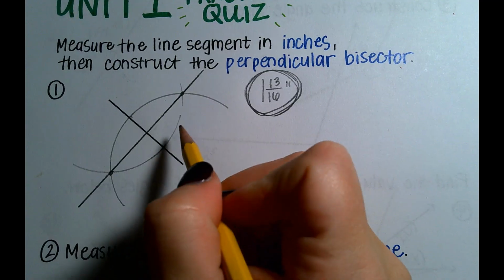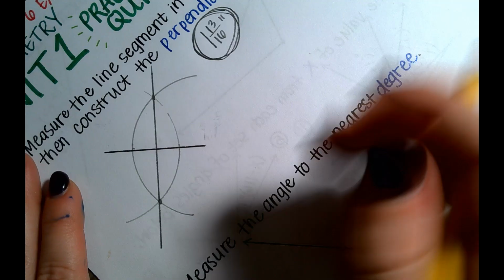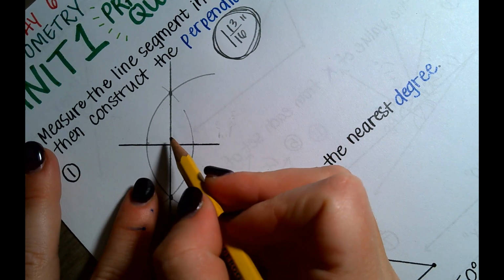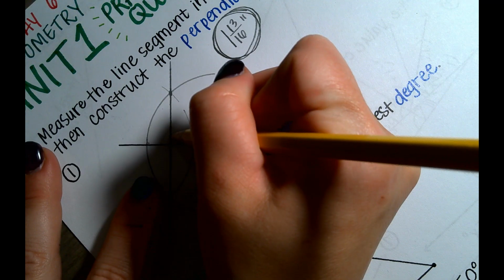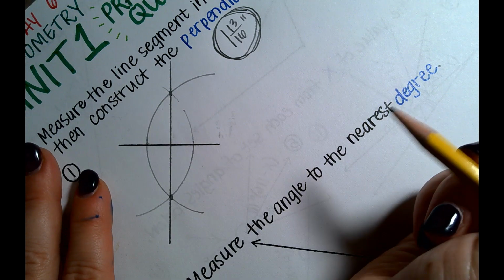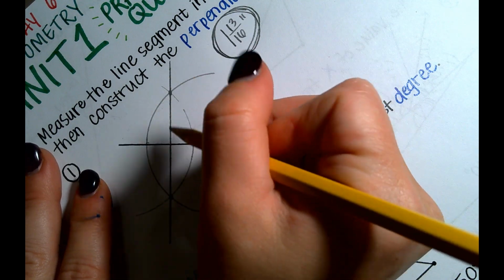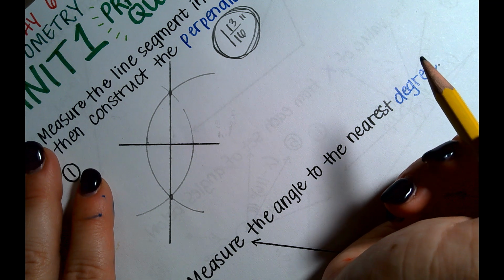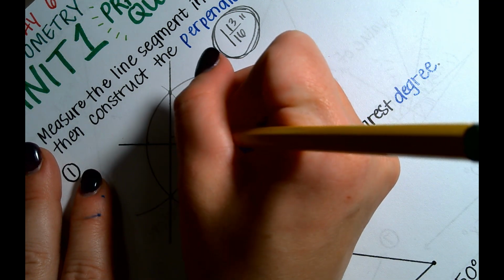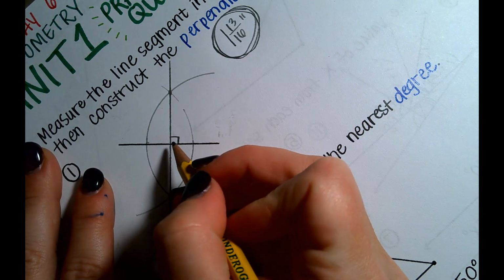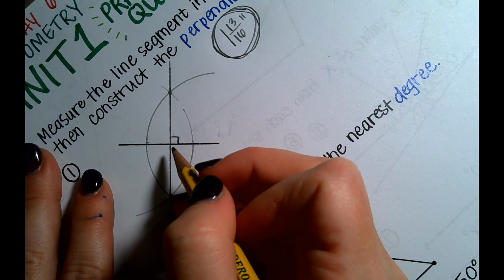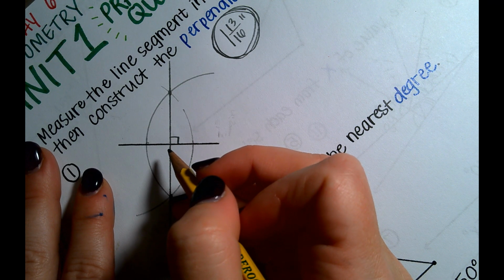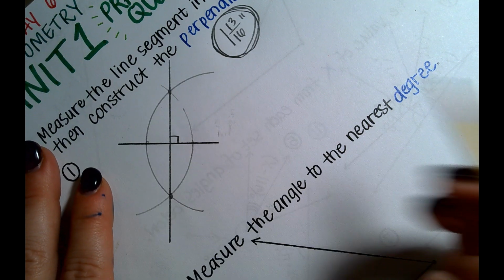We also need to show that this is perpendicular by showing that this created a 90-degree angle. So, how do I show that this is 90 degrees? Put a little square in it. Good. So, if you don't put the little square in your bisector, you're going to lose half a point. Put your square in there, okay?